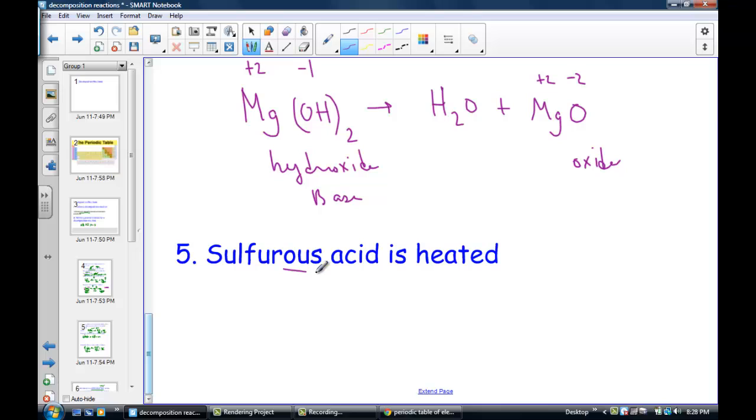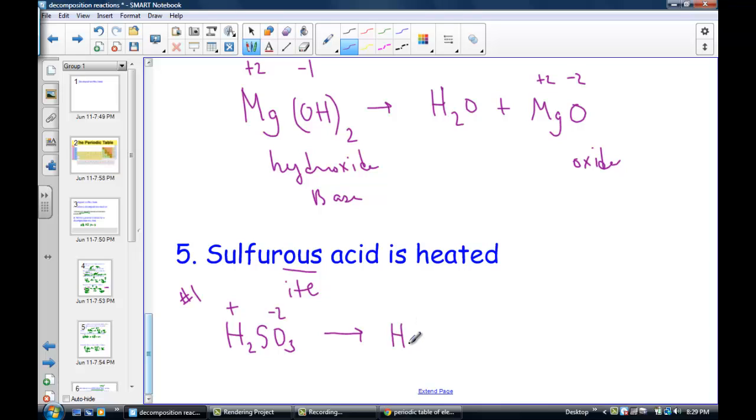Sulfurous, here the OUS. Acid rules we learned in the nomenclature chapter. Ite was the polyatomic ion original ending. This is an oxyacid coming from the polyatomic ion sulfite. There we have it, H2SO3. Read with me, helpful hint number 1. When oxyacids decompose, they release water and the non-metal oxide.